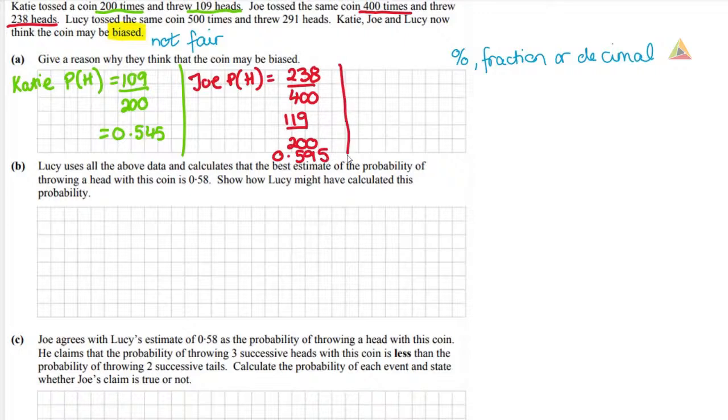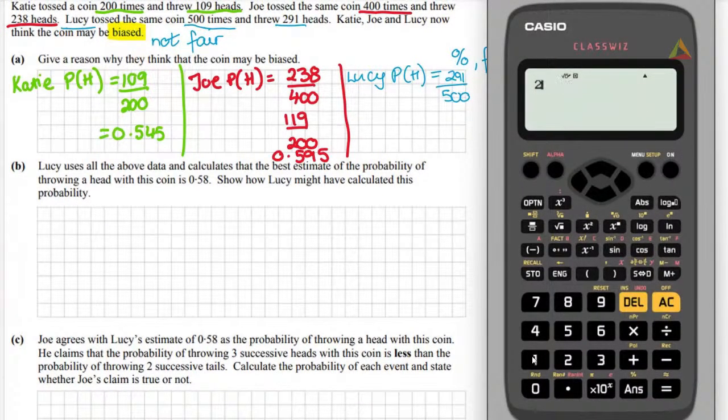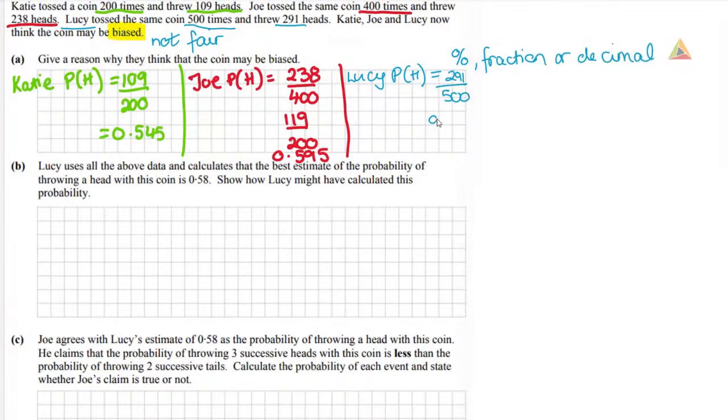0.595. And the last person then that we have is Lucy, and Lucy tossed the same coin 500 times and threw 291 heads. So Lucy, the probability of the head was 291 out of 500. So 291 out of 500, and that gives me 0.582. So we've worked out each probability.